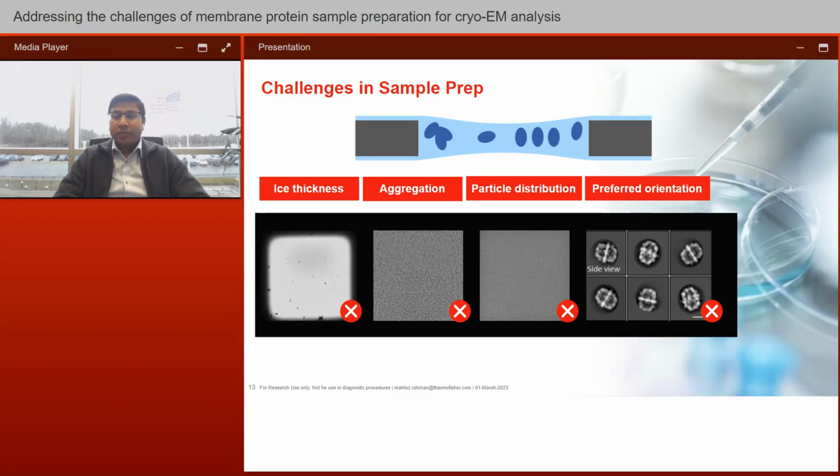To solve this problem, multiple rounds of optimization are often necessary. Currently, sample optimization is mostly performed in a non-systematic way, like changing grid types or changing the blotting force or blotting time, or using different detergents for protein purification or different salt concentrations. And we also add different detergents to solve the preferred orientation problem. And this optimization takes days or weeks to optimize the proteins.